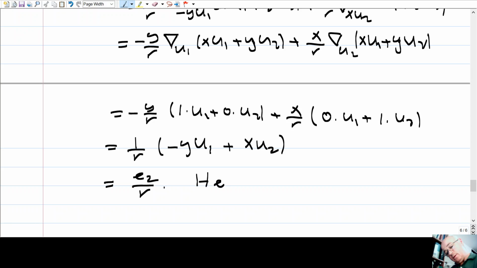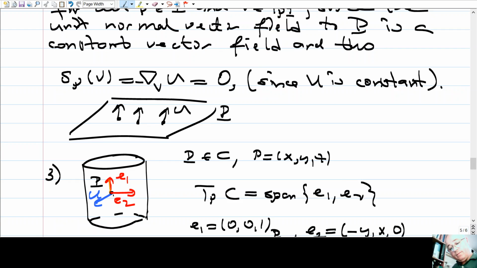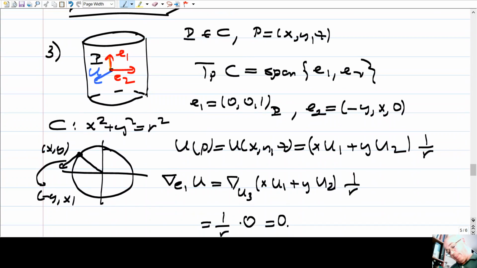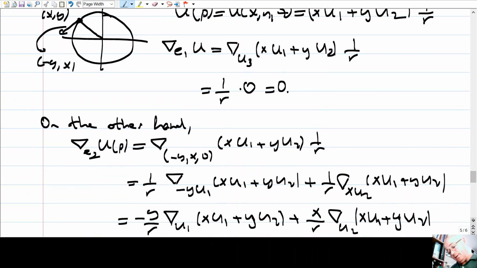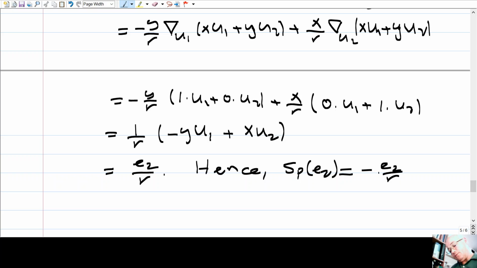Hence the shape operator at the vector E2 is minus E2 over r. So this means what? As I move along the vector E2, the tangent space changes, this time at this speed: minus 1 over r times the vector E2. All right.